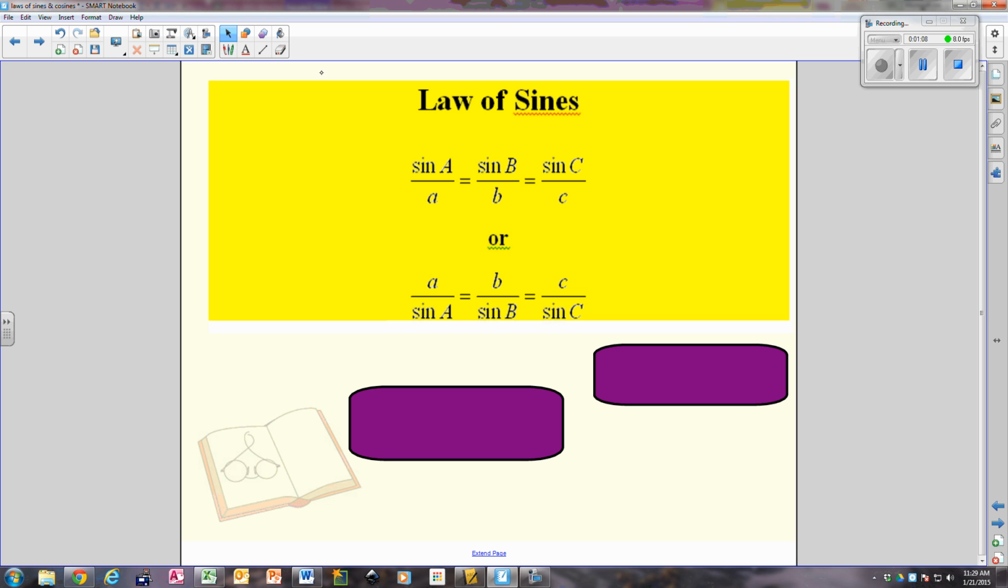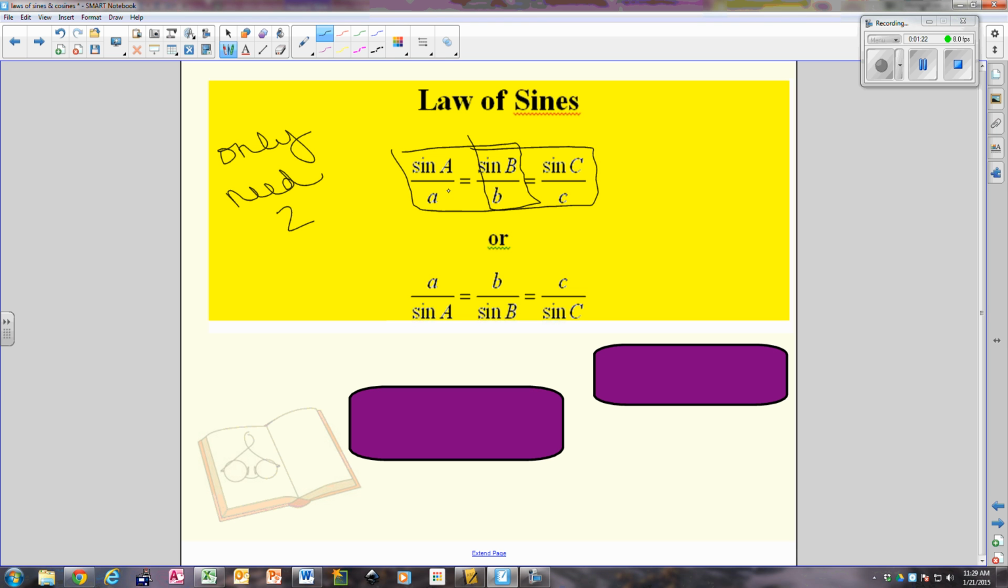Now keep in mind you only need two, okay? So you only need two. So you may only use these two, or you may only use these two. You're only going to use two at a time. I just want you to see that they're all three going to be proportionate to each other.